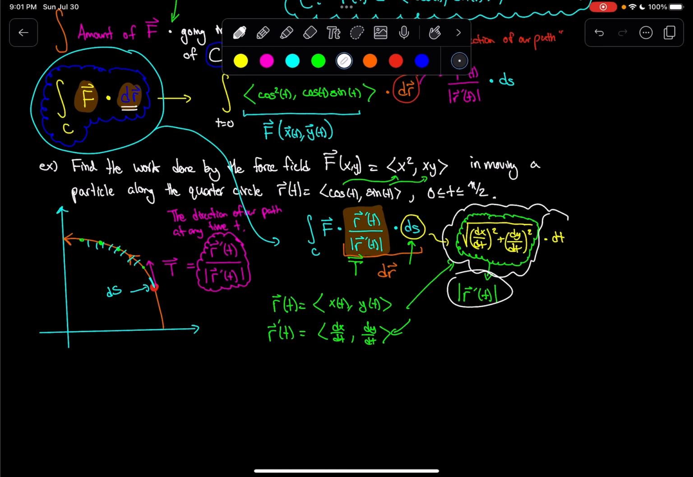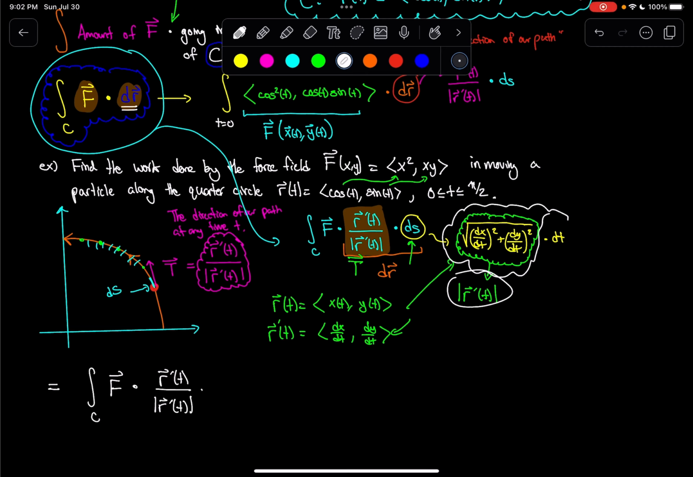So what does this do for our formula? This means that the line integral over a vector field is just as simple as saying it's the amount of our vector field F dot, now it's going to be r prime of t over the magnitude of r prime of t. And then what does ds become?